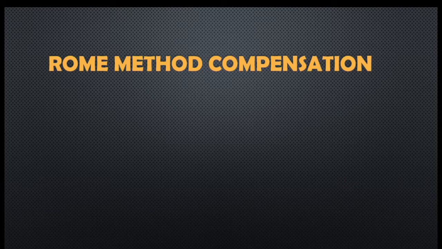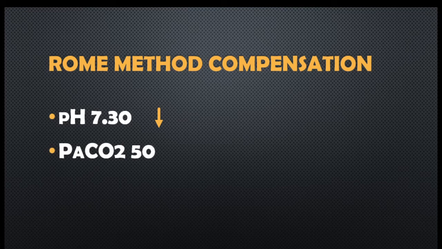So now let's analyze compensation using the ROME method. So first we look at the value of your pH. Is it increasing or decreasing? This is decreasing, means acidosis. The PaCO2 is 50. Is it increasing or decreasing? This is increasing. The bicarbonate level of 30 is also increasing.